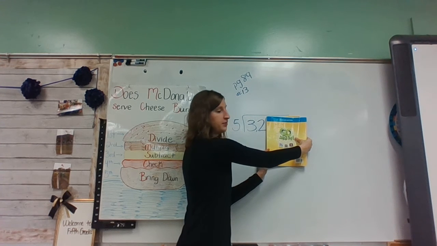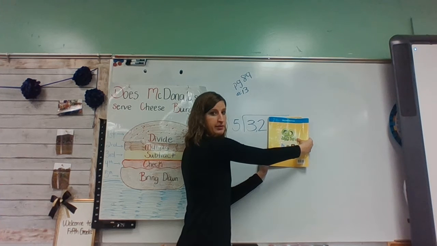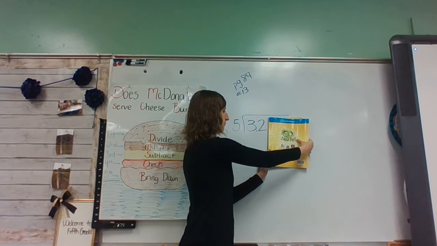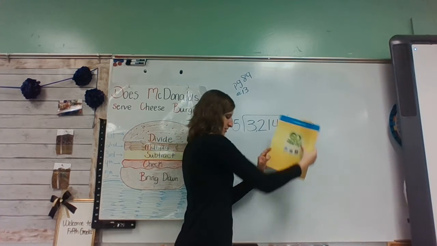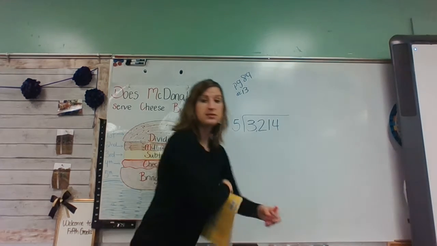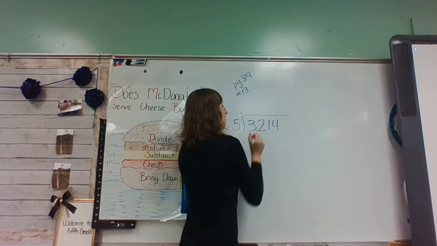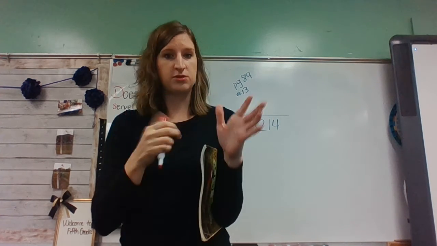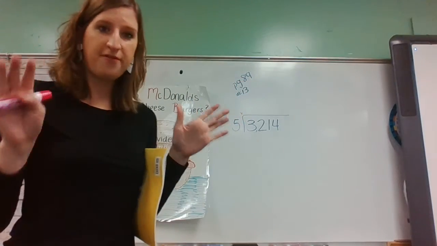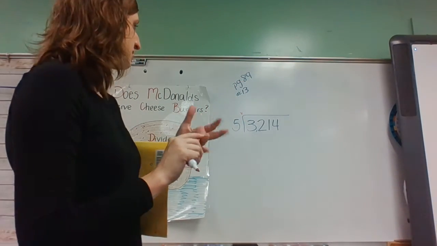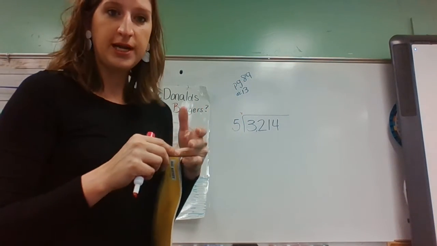I'll drop my marker. We're going to go over 1, and 5 goes into 32. How many times? 5 times what gets me close to 32, but does not go over? 5 times 6. Okay, 5 times 6. So I'm going to draw my little times sign. Now, where I place the 6, we're going to start practicing this from right off the bat. Should I place the 6 over the 3 or over the 2?